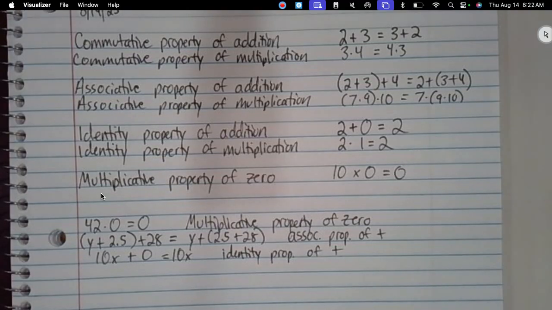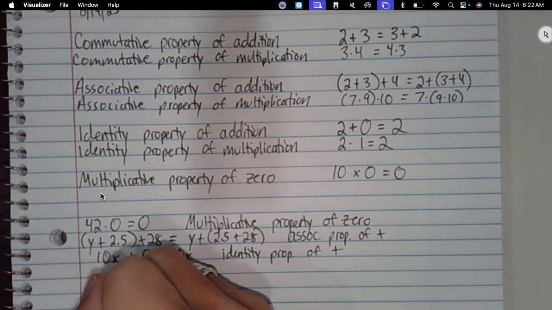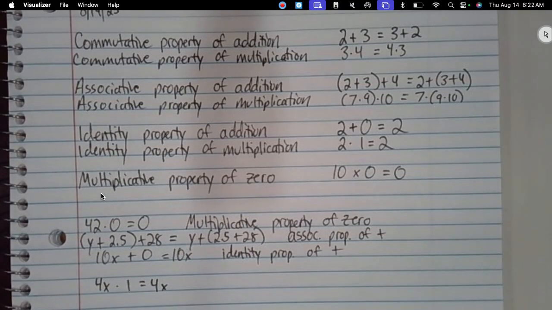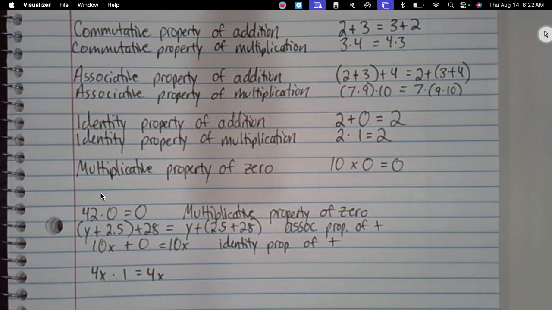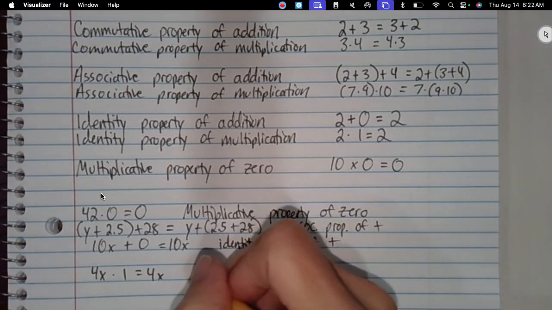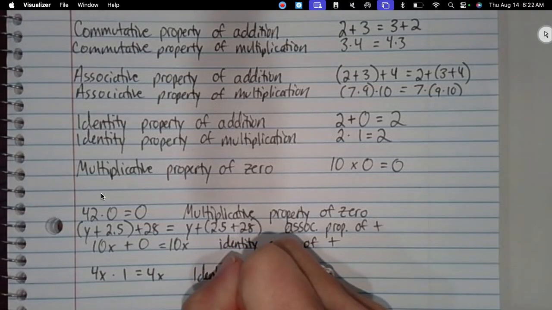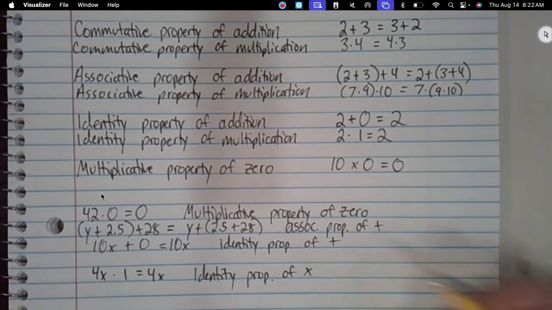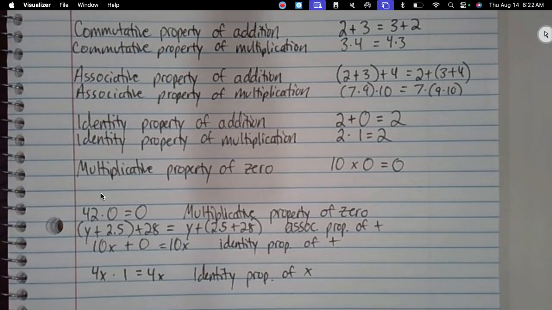Let's do another one. 4x times 1 equals 4x. Yep, I got the same thing back. Identity property, and we're multiplying. Identity property of multiplication. Okay.